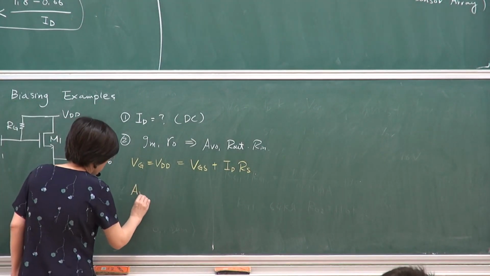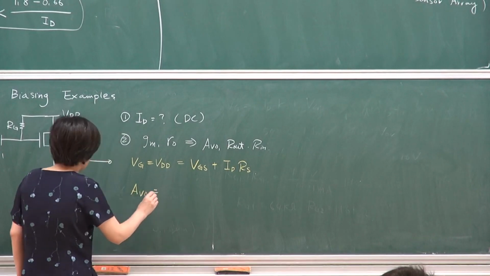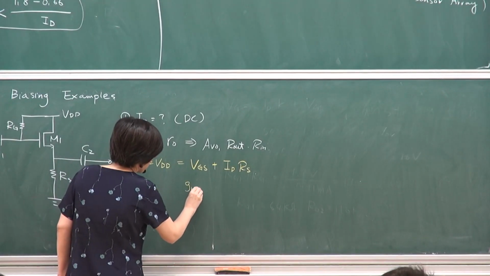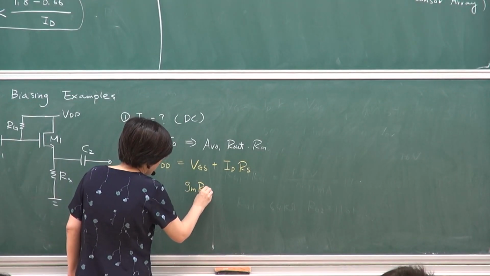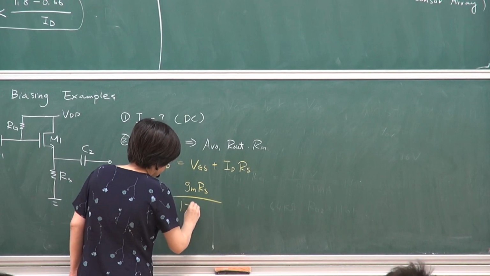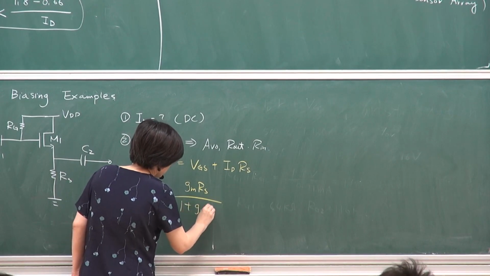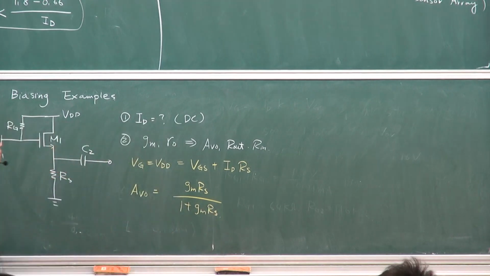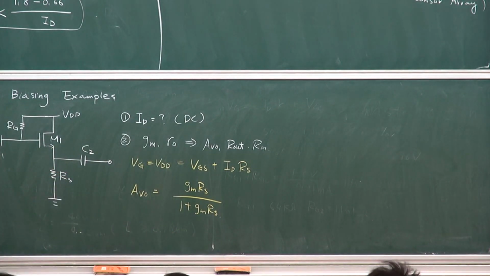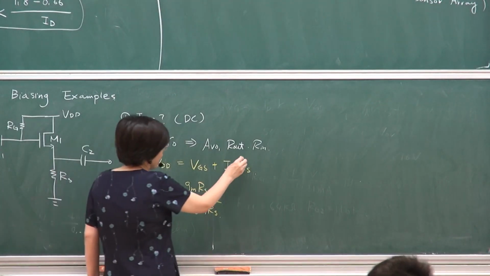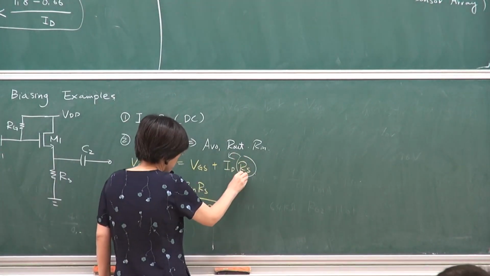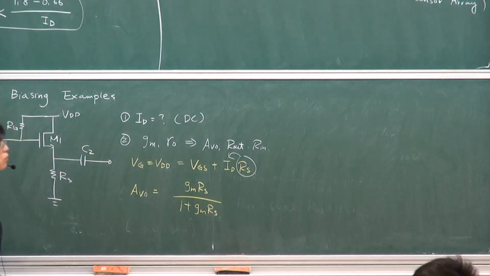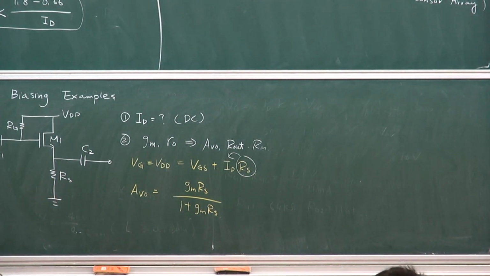The other is voltage gain. This voltage gain, in this case, will simply be GM RS over 1 plus GM RS. So basically in this design, you simply pick an RS to determine ID, and this RS will also determine your output voltage gain.